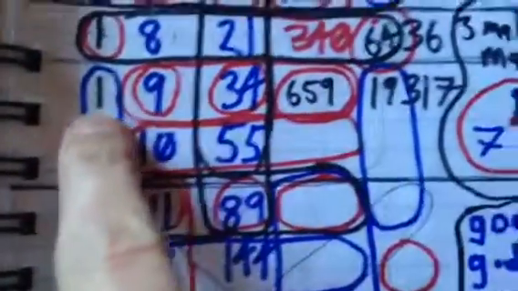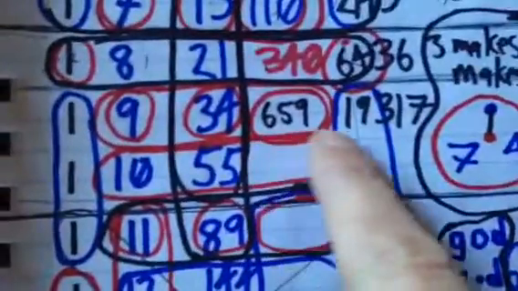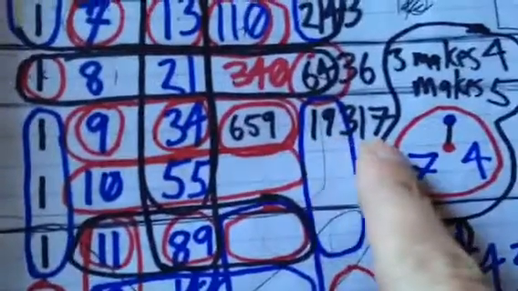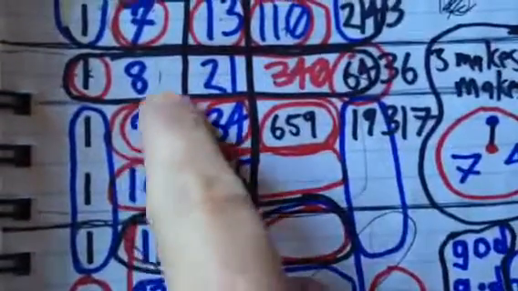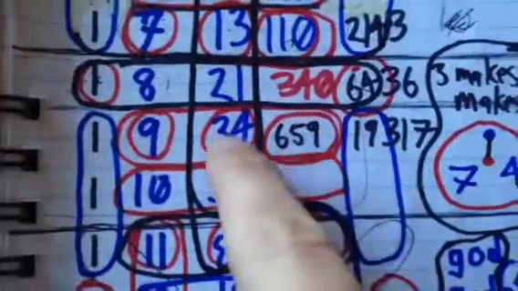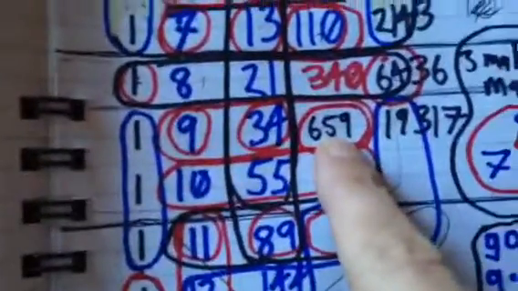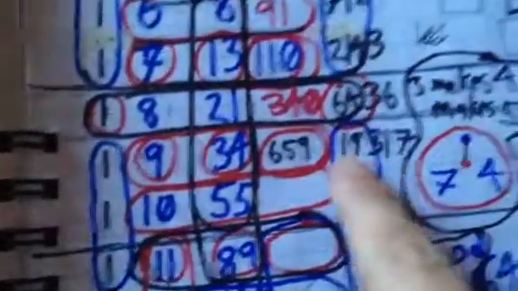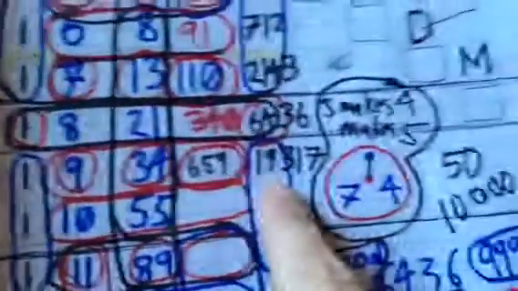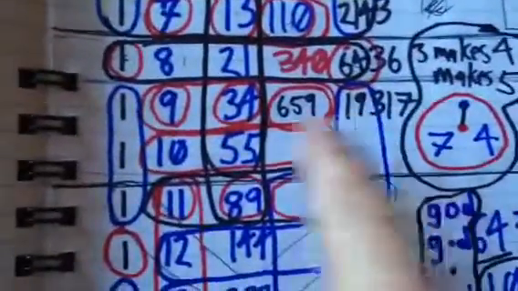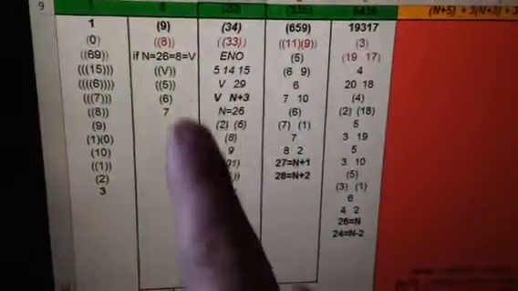Is that cool? Alright. So, I'm gonna focus on this line. The 1, the 9, the 34, the 659, the 19th, 317. Notice how the 9 is circled twice. So is 34, so is the 659. But the 1 and the 19th, 317 are only circled once. Okay, so let's bring it over here. So this is what I did.